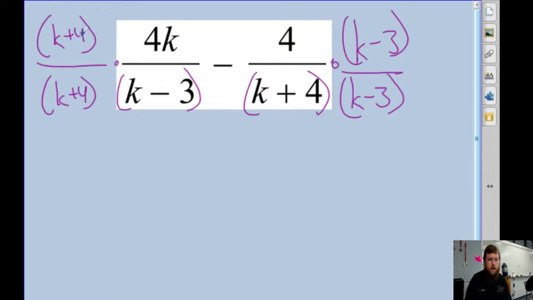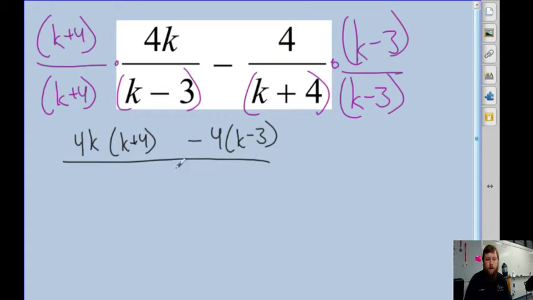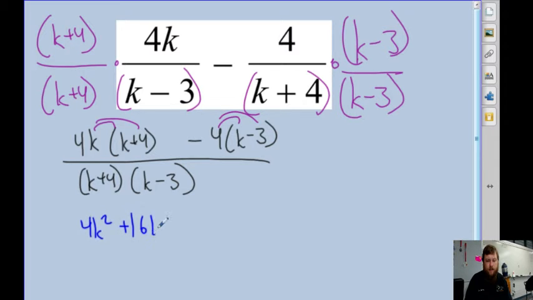Okay, so distributing this top, I'll do the work like I did last time: 4k times k plus 4 minus 4 times k minus 3, all over k plus 4 times k minus 3. I want to do distribution on each of these right here. So on the top, 4k times k is going to be 4k squared. 4k times 4 is plus 16k. Negative 4 times k is minus 4k. Negative 4 times negative 3 is plus 12.